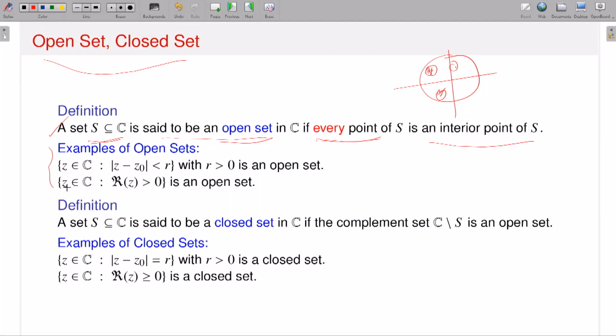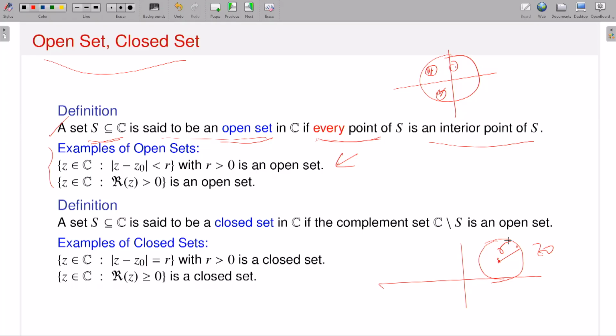So open set is clear. Each point is an interior point. For example, this set I am talking about is an open set. Why? Again, draw a picture. It is the collection of all complex numbers z such that the distance between z and z0 is strictly less than r. So I am in the complex plane, I have a point z0, and I collect all those z whose distance from z0 is strictly less than r. Now you can easily guess: this is an open ball centered at the point z0 and radius r.